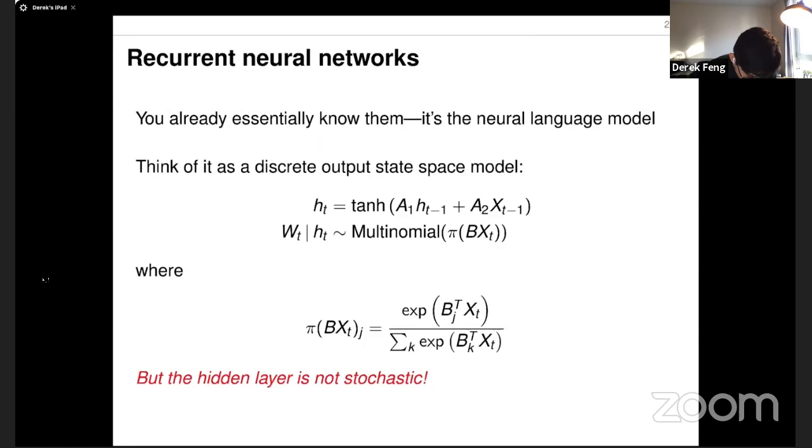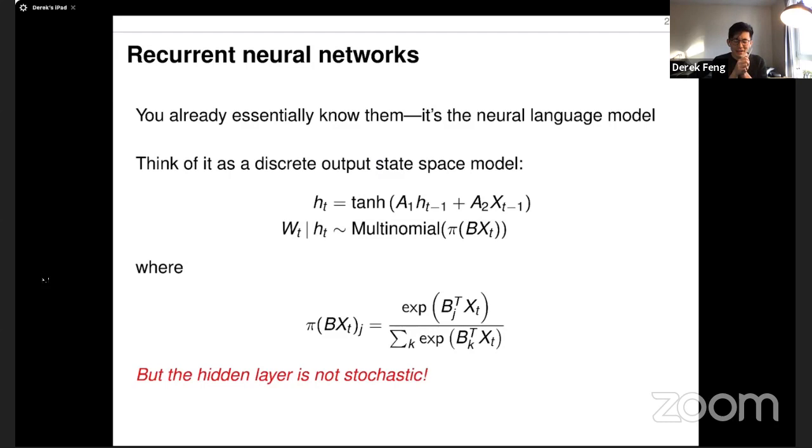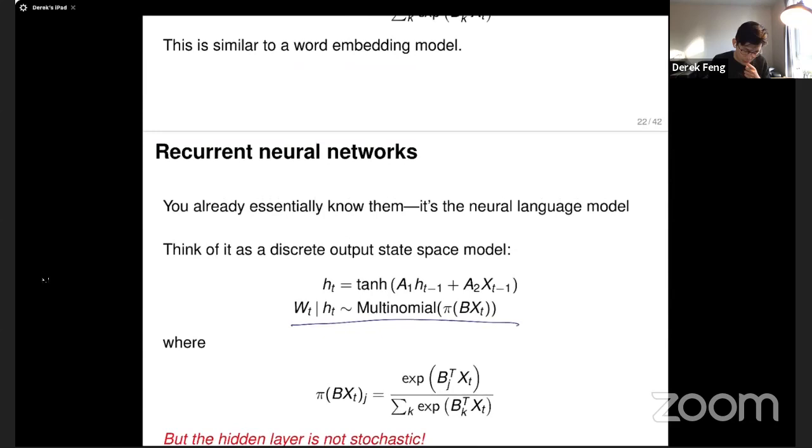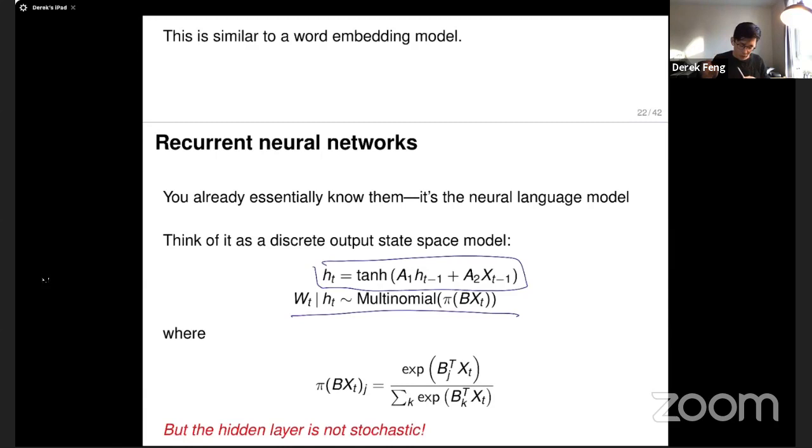But actually, a recurrent neural network is going to be very similar to this, right? Well, it's not particularly that similar, but the key point is that we're going to look at something that looks like a language model as well as the word embedding model and the Kalman filter. So what we have is W_t given H_t, where H_t in this case was the X_t here. But now H_t is going to be a function of H_{t-1}. So the key point is that we have H_{t-1} here and H_t here.